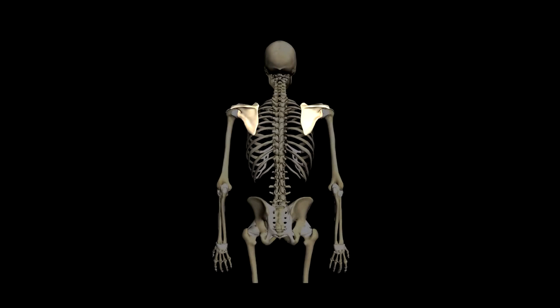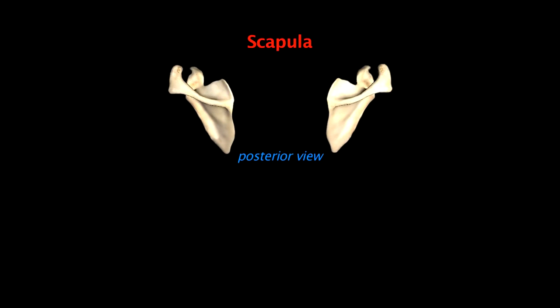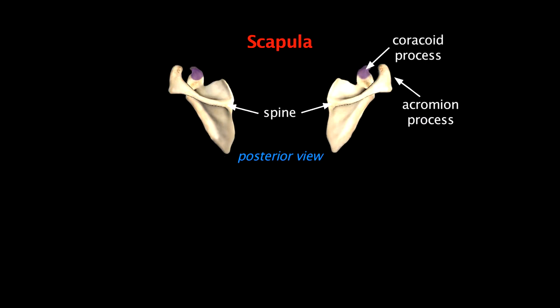The second bone that makes up the shoulder is the scapula. It's a flat triangular bone on the posterior lateral aspect of the thorax. Along the posterior surface of the scapula is a prominent ridge called the scapular spine. And at the lateral end of the spine is the acromion process, which, as I mentioned before, articulates with the clavicle.